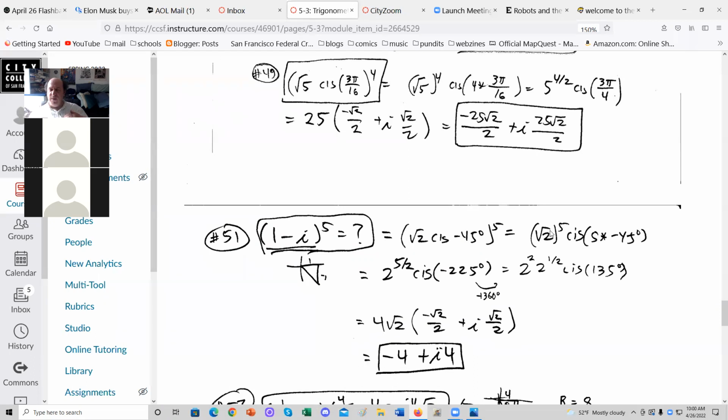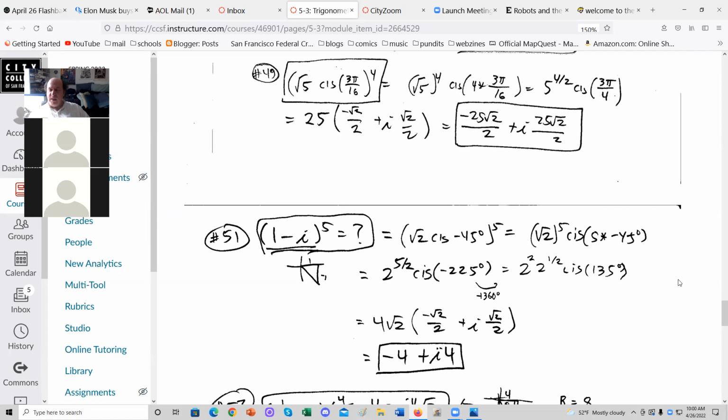Root 2 to the fifth, that's 2 to the half to the fifth, or 2 to the 5 halves. 5 times negative 45 is negative 225. 5 halves is 2.5, so you write it as 2 to the second times 2 to the half. Negative 225, well, we add 360 degrees because one full rotation leaves the thing where it is, and you get 135 degrees.